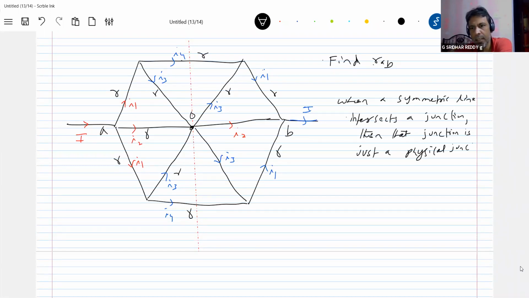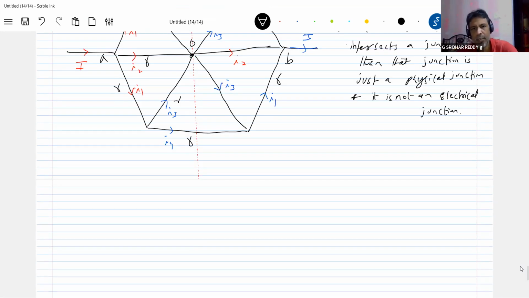physical junction and it is not an electrical junction. What do you mean by electrical junction? Where current branches. What do you mean by physical? You are just putting the knot there, and the current will not branch out. So then what to do now? The current doesn't branch out, so you redraw the circuit.